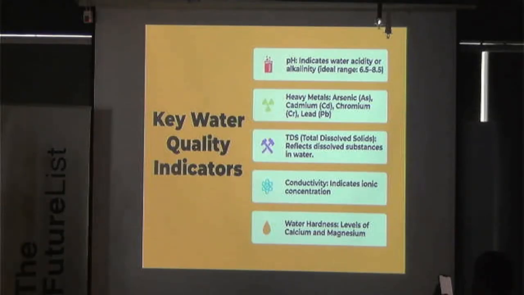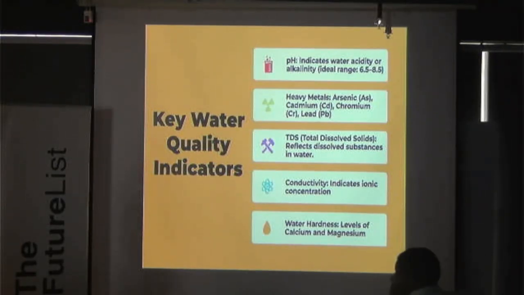In this project, 5 key indicators are going to be analyzed. pH, which is called the power of hydrogen, which tells us how acidic or basic our water is. The heavy metal content. We'll look at 4 heavy metals, which are arsenic, cadmium, chromium, and lead. The total dissolved solids in our water bodies, which reflects the dissolved substances in our water. Conductivity, which tells us the degree of ionic concentration in our water. And finally, the water hardness, which tells us the degree of calcium and magnesium ions present in the water.